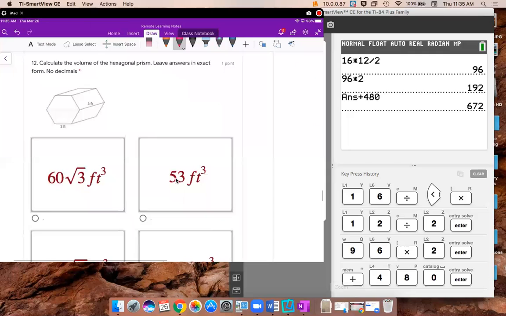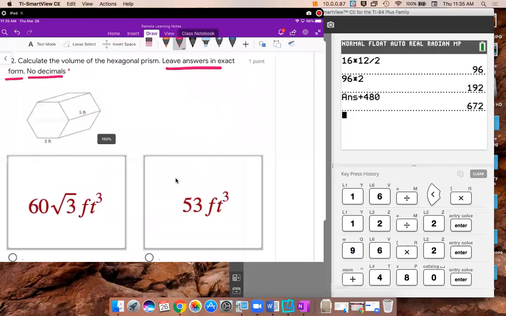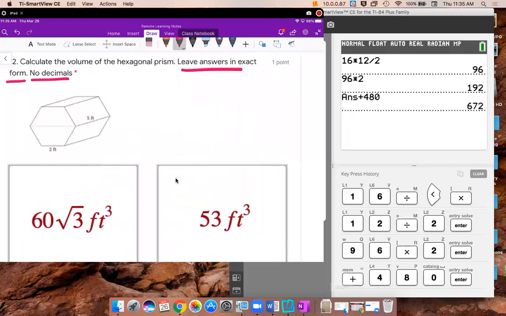Okay, this one wanted us to calculate the volume of a hexagonal prism, no decimals, leave answers exact. So that should be a hint that we're probably working with a shape that has a square root of 3 or a 30-60-90 triangle in it. So when we're trying to find the area of a hexagon, remember we take this hexagon and we break it into triangles. So I'm going to break it into this triangle.